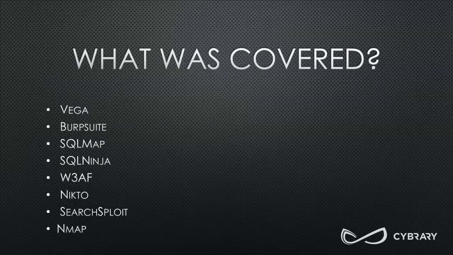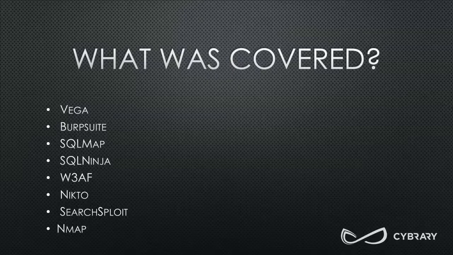So what was covered? We talked about Vega and Burp Suite, which are both web app vulnerability scanners that are used for fuzzing and trying to find vulnerabilities on a web application. Then we talked about SQL Map and SQL Ninja, which are both used for getting information from databases. We also talked about W3AF, which again is another web application fuzzer, as well as some other built-in tools with it. And we talked about Nikto, which is used for scanning a server and identifying any kind of misconfigurations or blatant vulnerabilities right at the door, or anything that might be interesting.